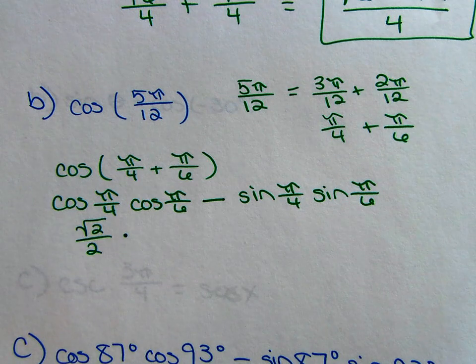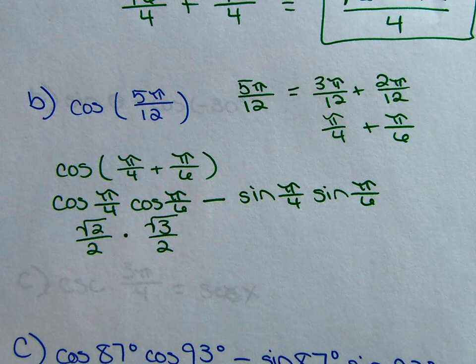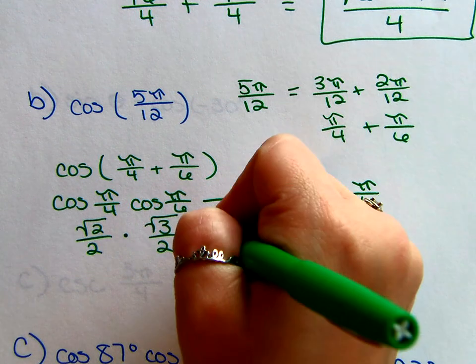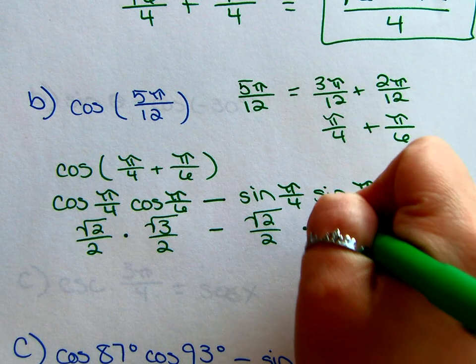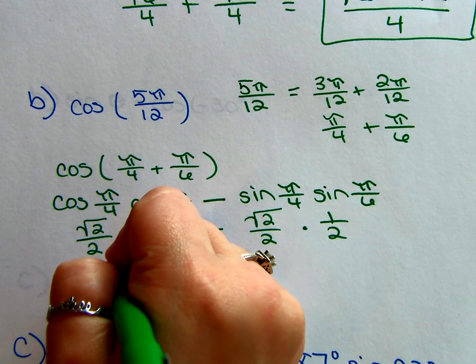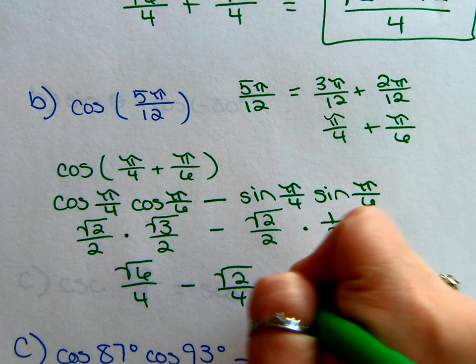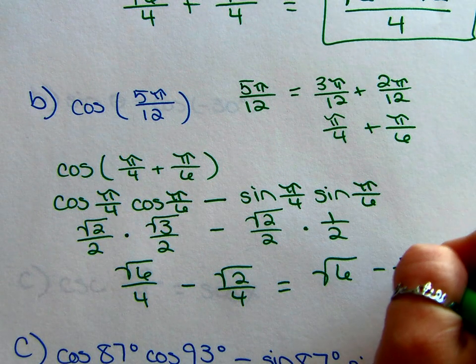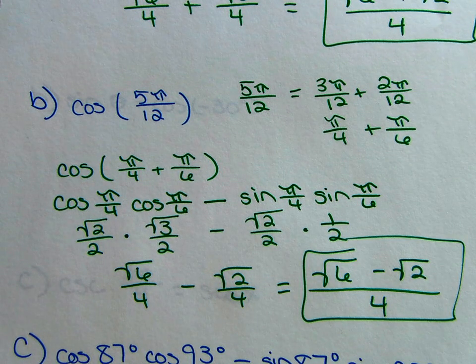So cosine of pi over 6, square root of 3 over 2, minus sine of pi over 4, square root of 2 over 2, times 1/2. This looks a lot like the last problem. Square root of 6 over 4 minus square root of 2 over 4, square root of 6 minus square root of 2 all over 4. So very, very similar to the last one. Now, obviously, they're not all going to be exactly the same, but this one was similar.